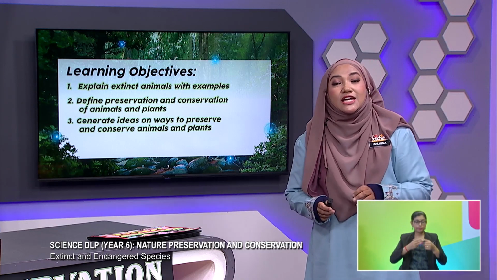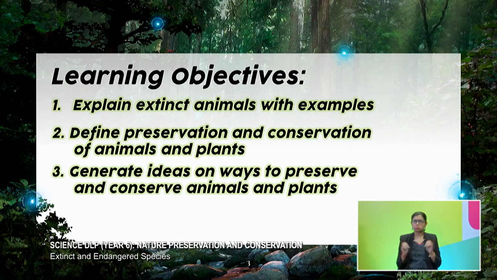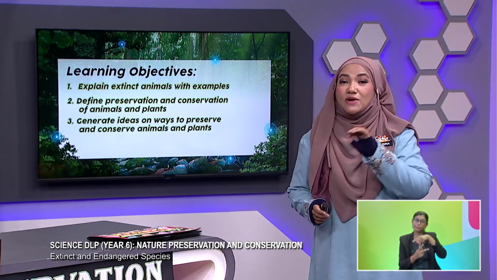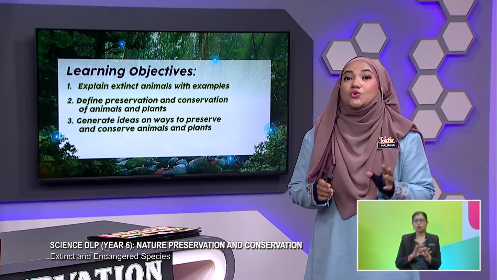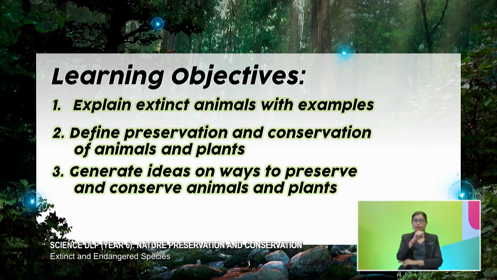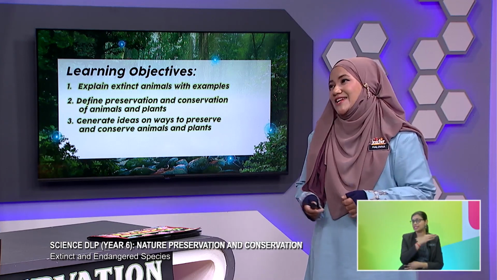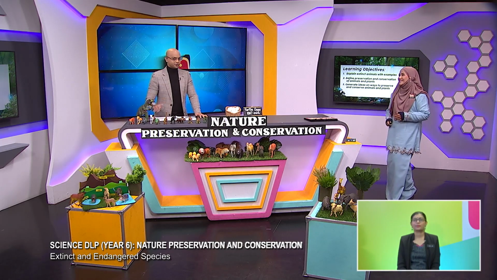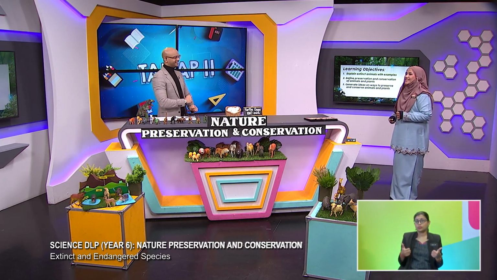And then the second one, you should be able to define preservation and conservation of animals and plants. So you need to know the meaning of preservation and also conservation. And last but not least is to generate ideas on ways to preserve and conserve the animals and also plants. So these are the learning objectives that we hope everyone will be able to achieve by the end of the show today, Sean. Alright, I hope so too. And for those of you watching, I think this will be an excellent and interesting lesson indeed. So, shall we begin? Yes, of course.